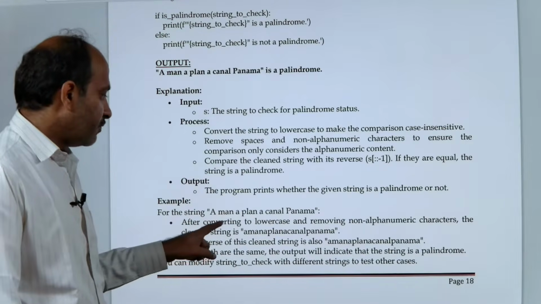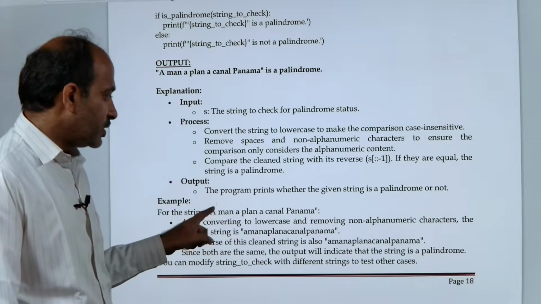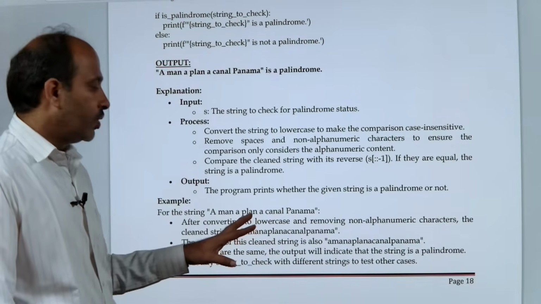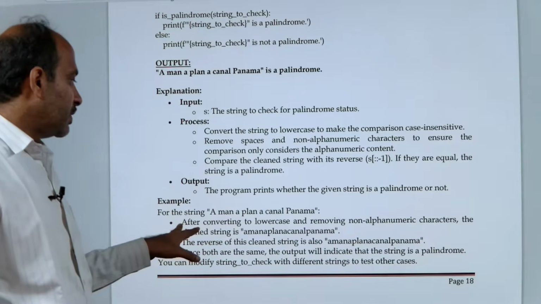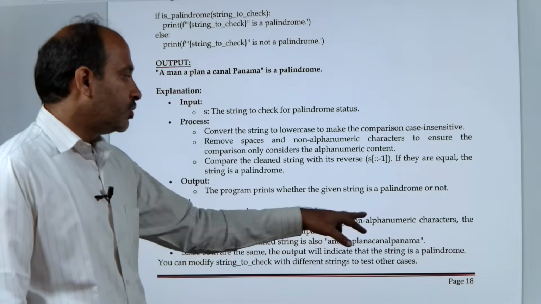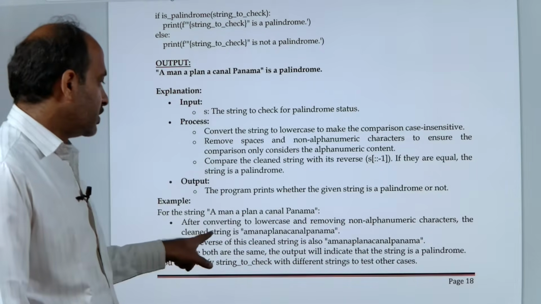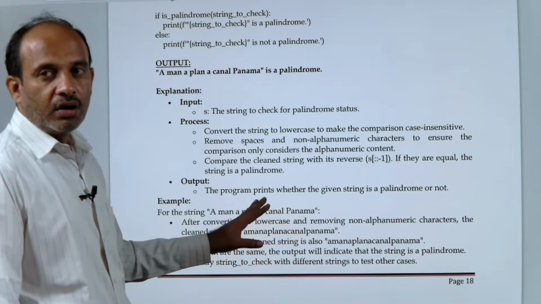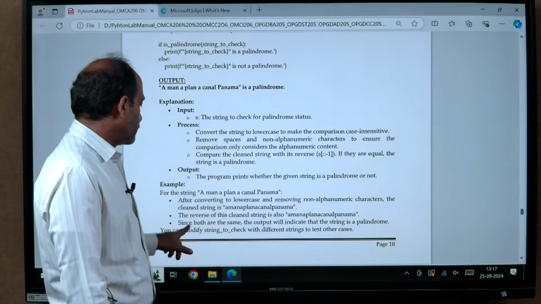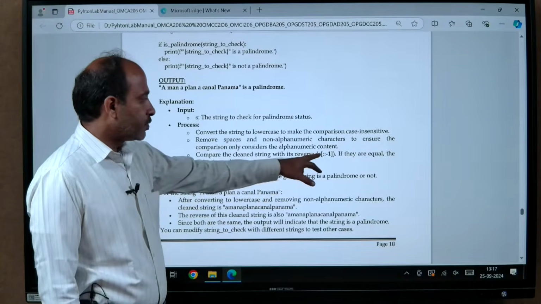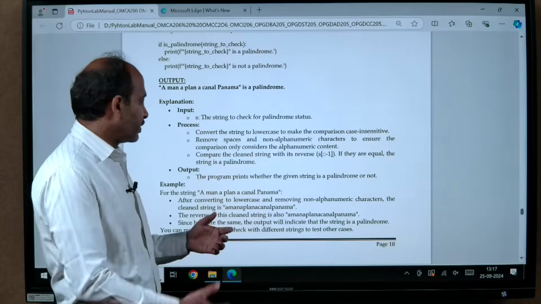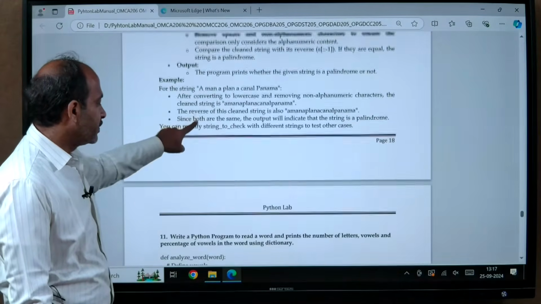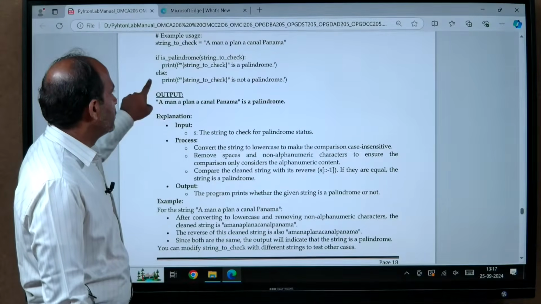This is a string. After converting to lower case, the A also will be converted to lower case, and the P is also in lower case, and in between there are spaces. After converting to lower case and removing the non-alphanumeric characters, the string is like this. There is no space here, all upper cases are converted into lower case. Now you apply this process, you will get the reverse of that string, and you compare both. If both are the same, then you can say it is a palindrome. So, a simple way to implement.